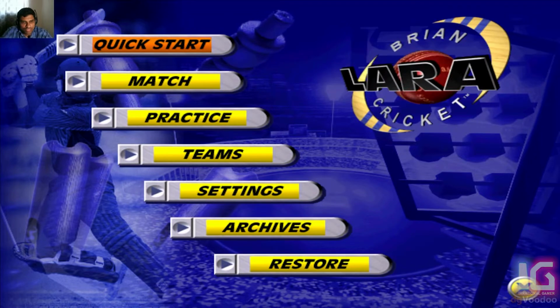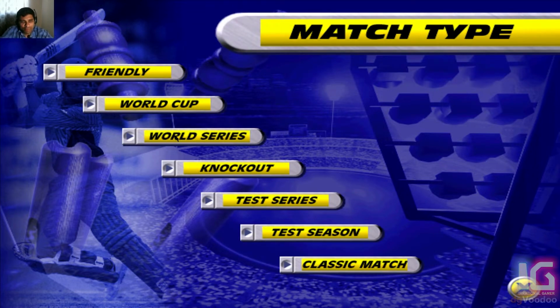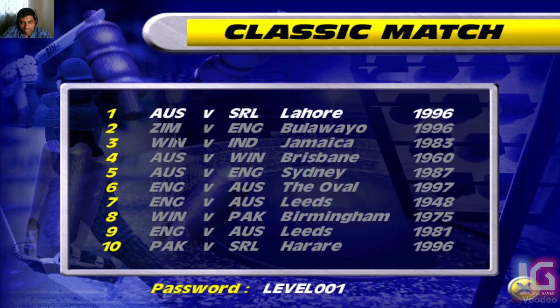I won't go into too much detail in the menu, but you can always choose between friendly, World Cup, World Series, Knockout Series, Test Series, Test Season and Classic Match. If I go to Classic Match, you can see there are multiple classic matches from 1996 to 83, 1960, 87, 97, etc. I have completed almost 8 or 9 matches here.